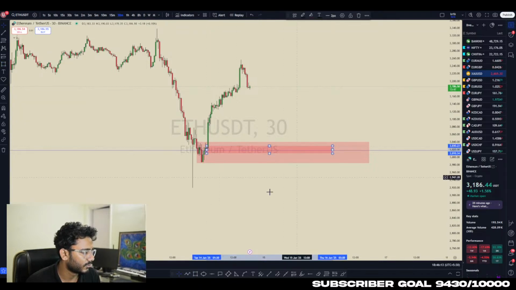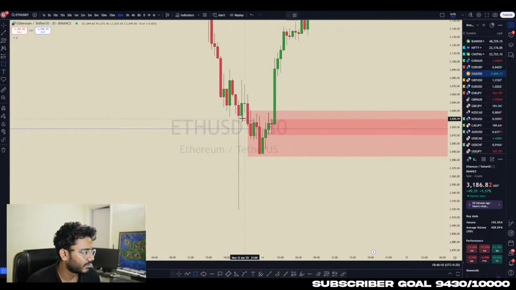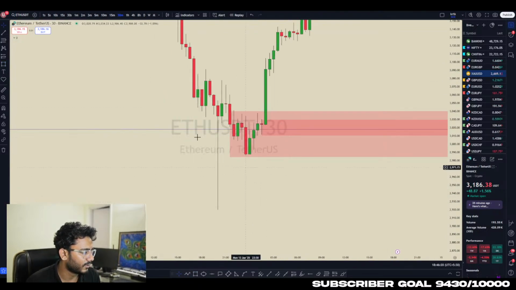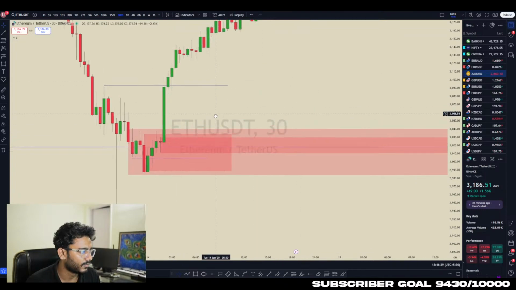So this is the order block, and why this? Because this is the sign that there is a lot of buying here. And again, the second thing is we can see this candle induced these lows and then gave us the structure break. So that's why we want to see buying in this area.